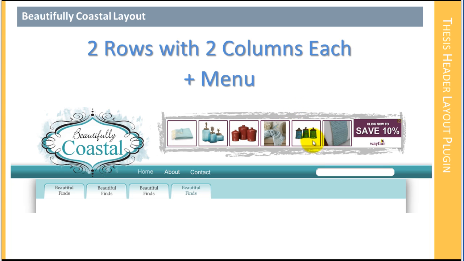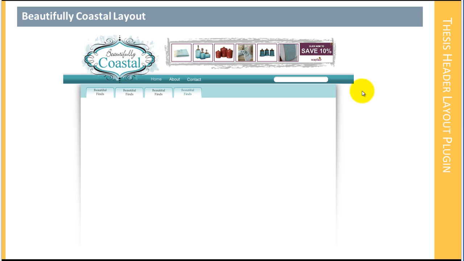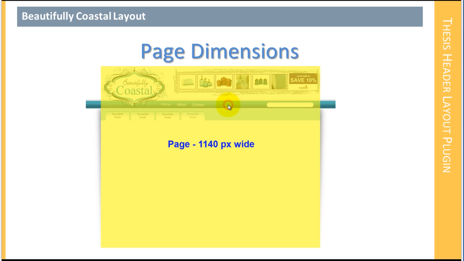And so in order to accomplish this, what we're going to be creating is 2 rows with 2 columns each, plus a menu. So when you look at the whole page layout here, we have our content area, our header area, and this page is 1140 pixels wide. And this is actually the apparent width of the page. The actual width is going to be something perhaps slightly different than that.